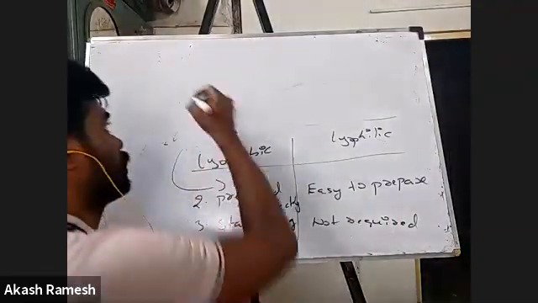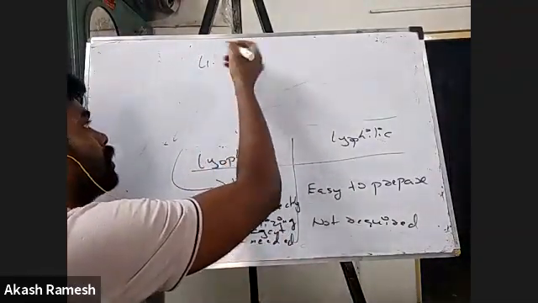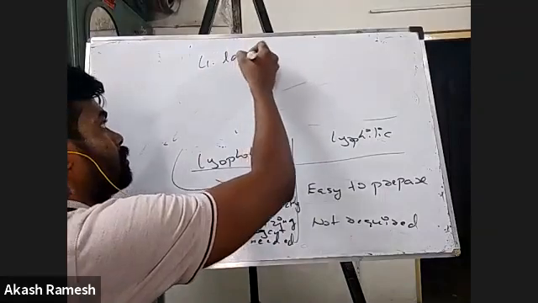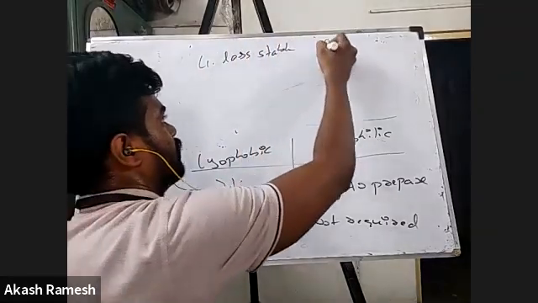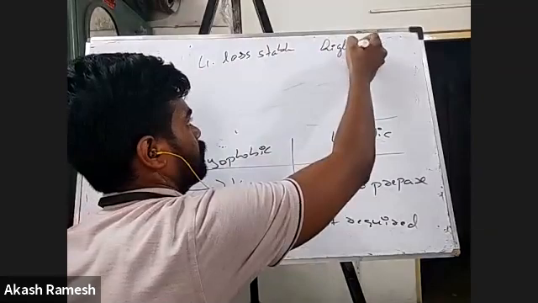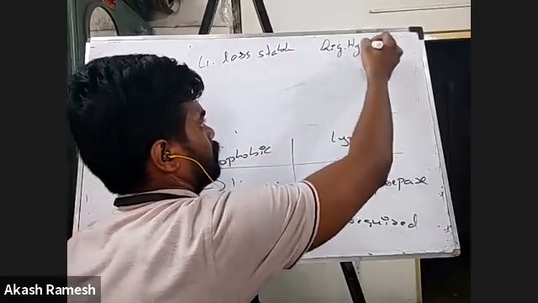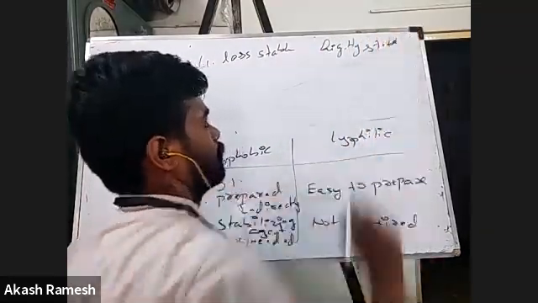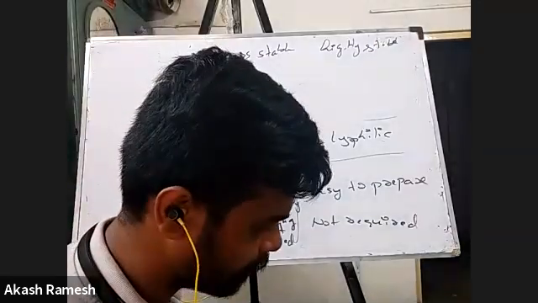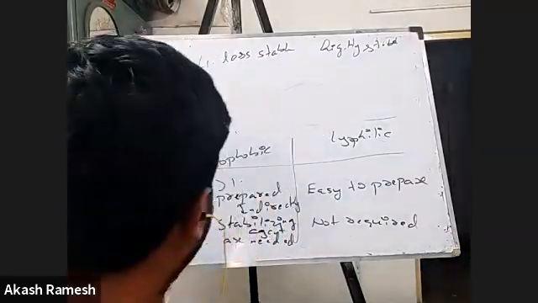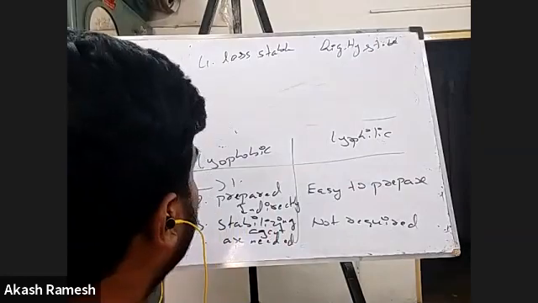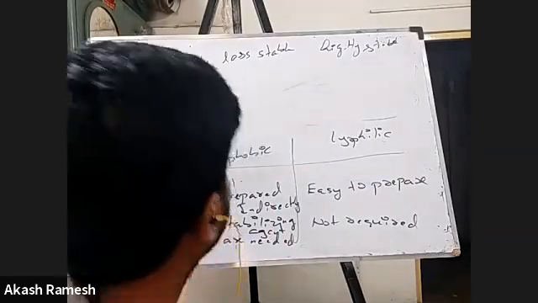Right, so the third point would be stability, obviously. Here it is very less stable, and here it is highly stable. Right, and then I would say, what are the differences I can have? Yeah, and here it is.